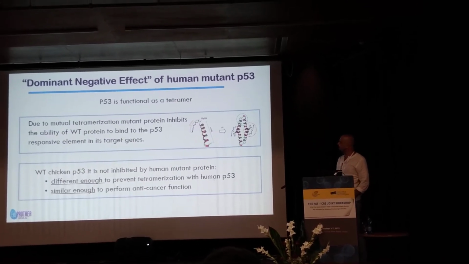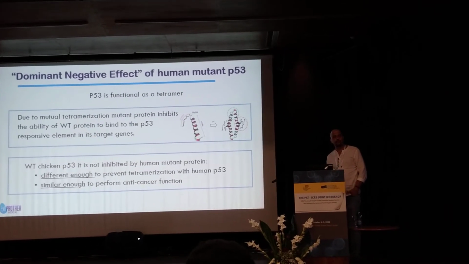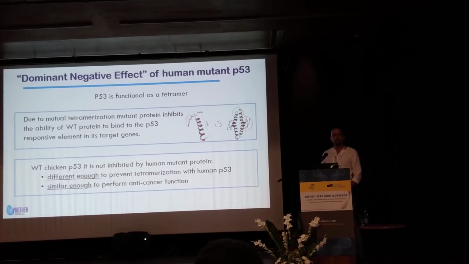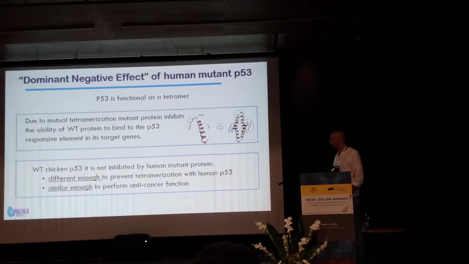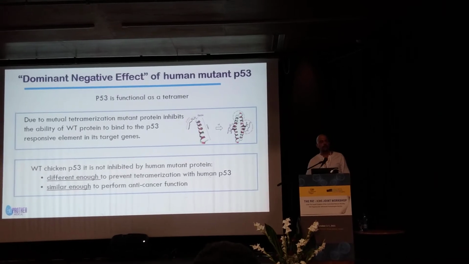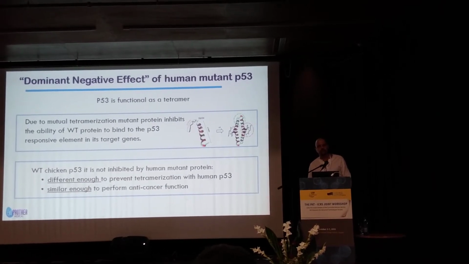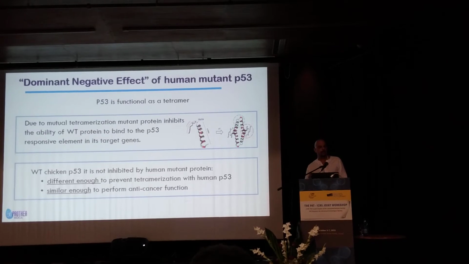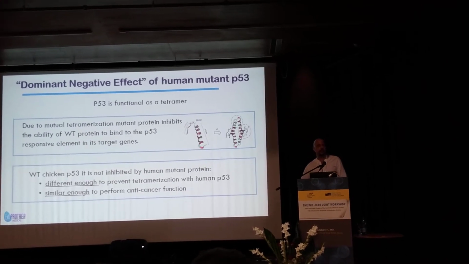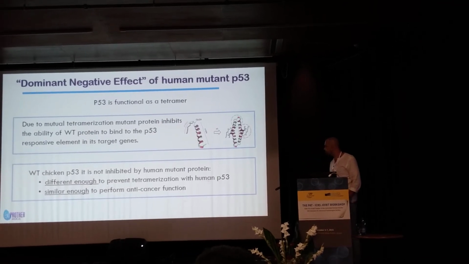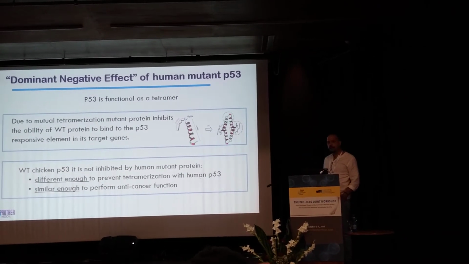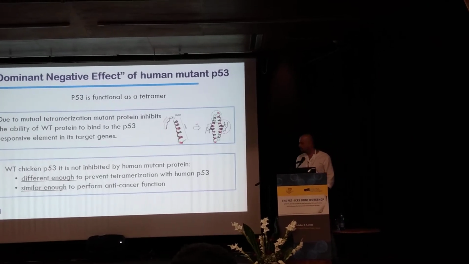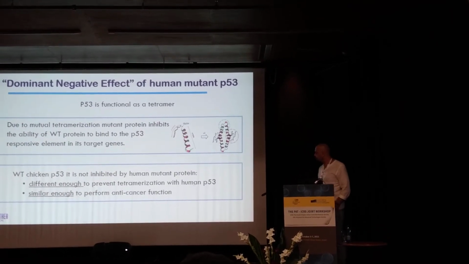There is such a thing called the dominant negative effect. Till now, all the attempts to use human P53 protein were unsuccessful because P53 works as a tetramer. As soon as we provide wild type P53 to P53 mutated cells, there is mutual tetramerization between them, and the mutated P53 prevents the work of the wild type. It turns out that chicken P53 is different enough to prevent this tetramerization, but similar enough to perform the anti-cancer function.